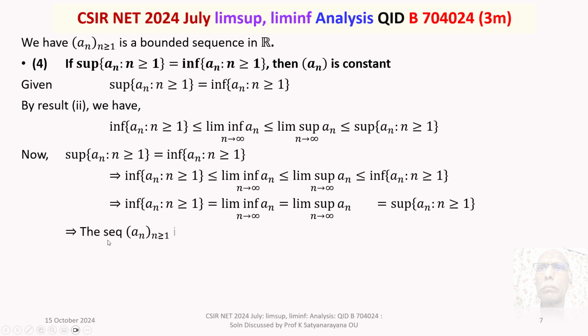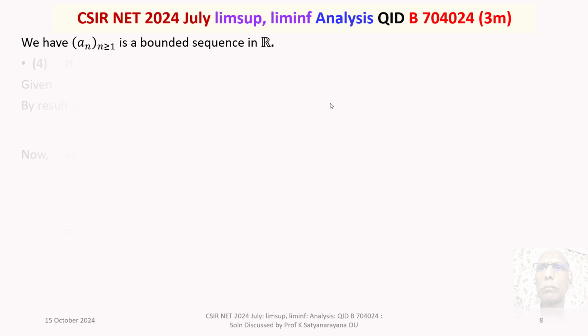This implies the sequence a_n, n greater than or equal to 1, is a constant sequence. For a constant sequence only, all these exist and they are equal. Therefore, the sequence a_n is a constant sequence. Thus, our option 4 is true. Right. We are left with the third option.